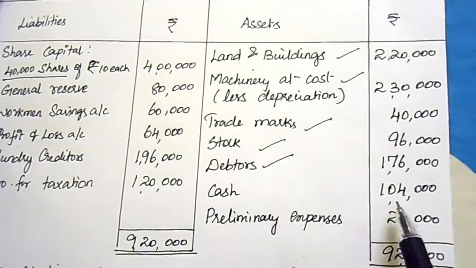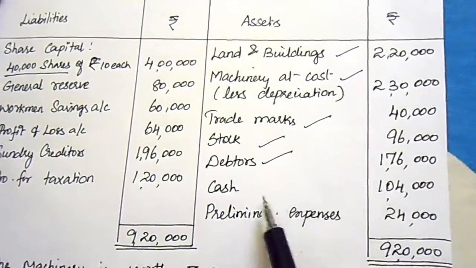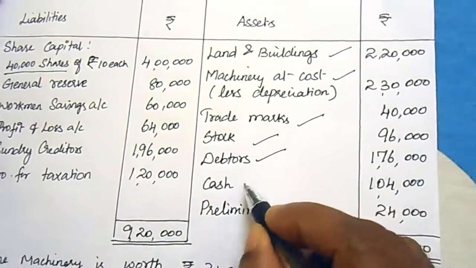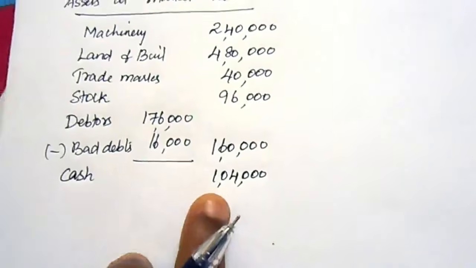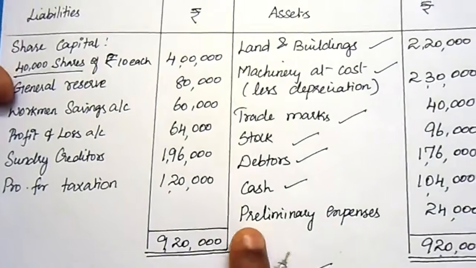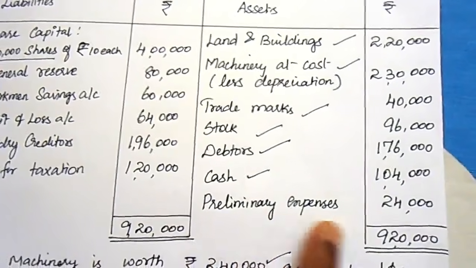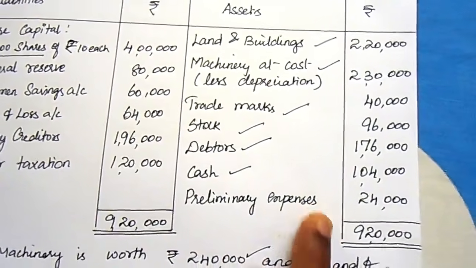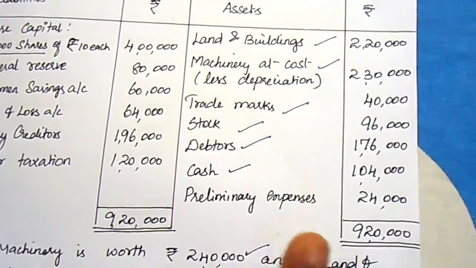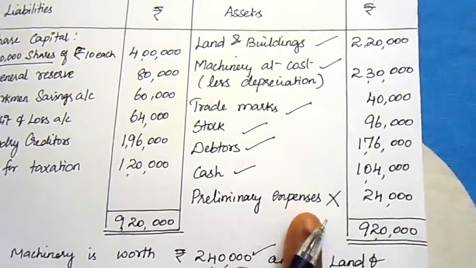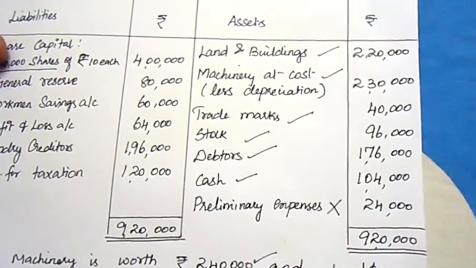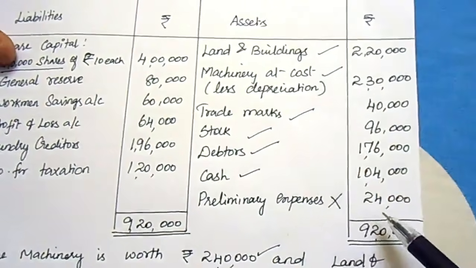Next one, cash. How much? 1,04,000. Nothing is given regarding cash, so you can take 1,04,000. Next, preliminary expense. I told you, preliminary expense is a fictitious asset. If there is any fictitious asset, just ignore, eliminate. You need not show this in the calculation. Then we have entered all the items on the asset side.